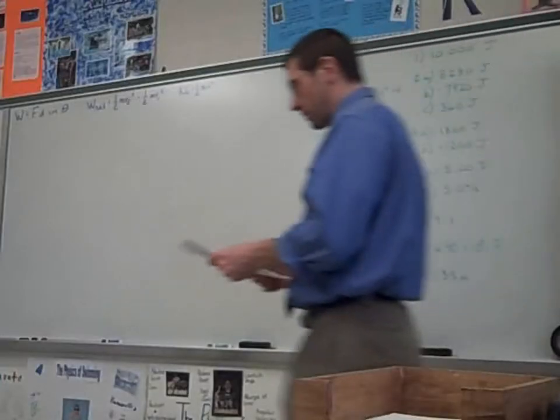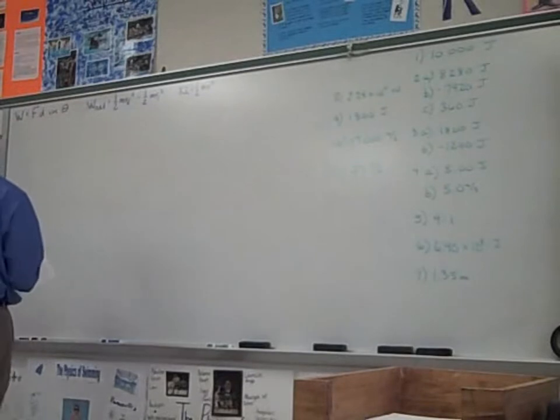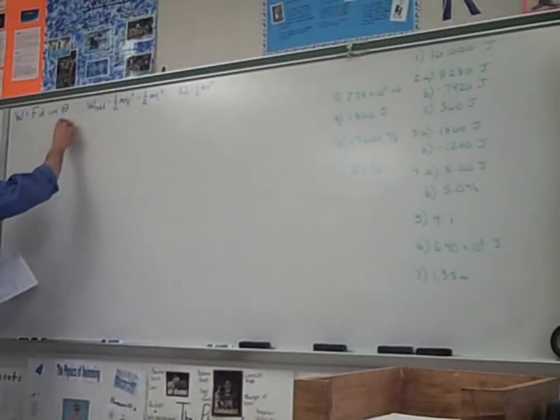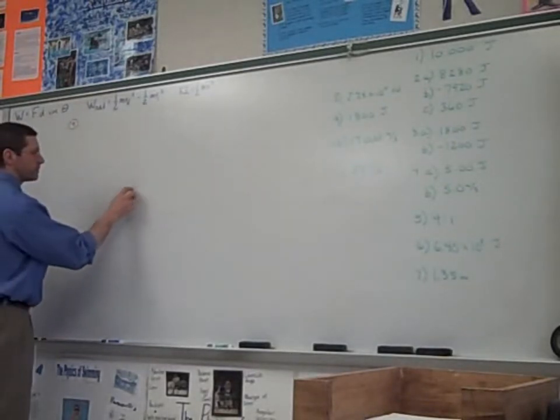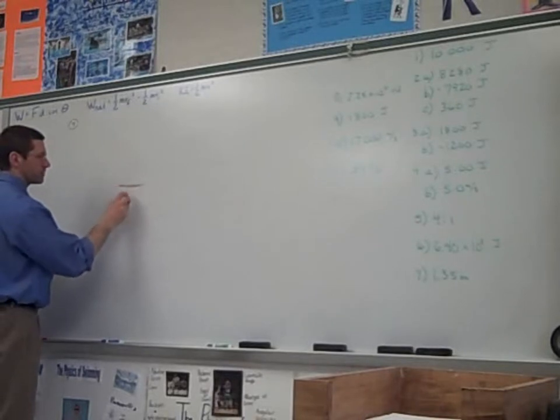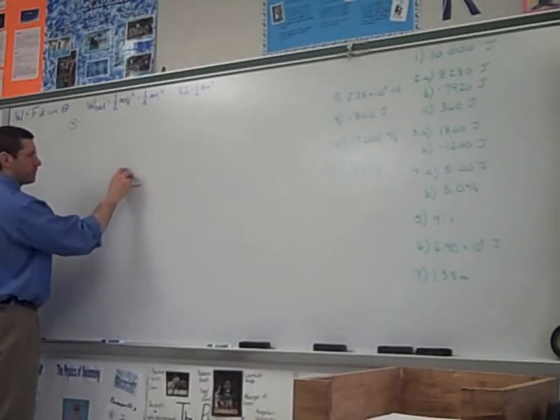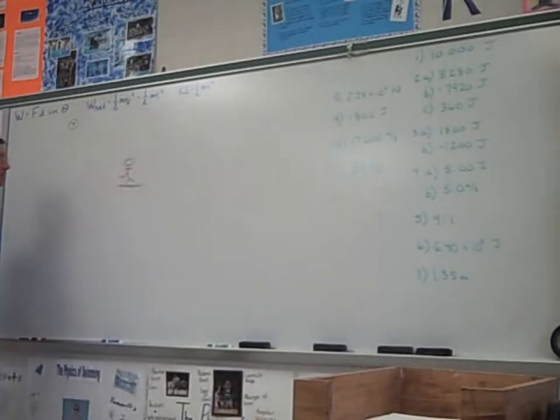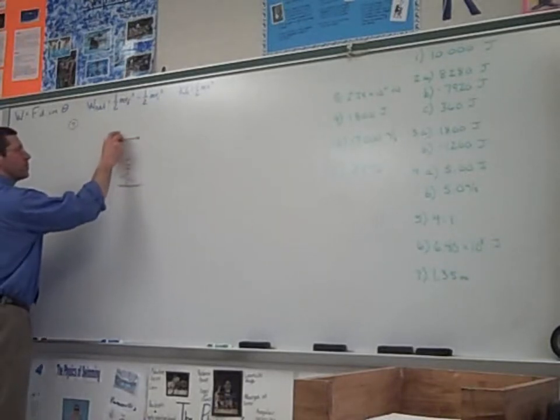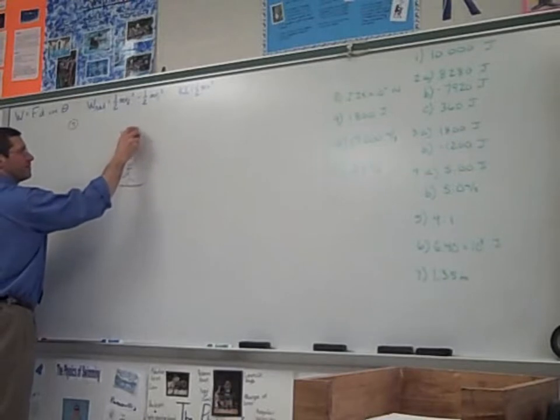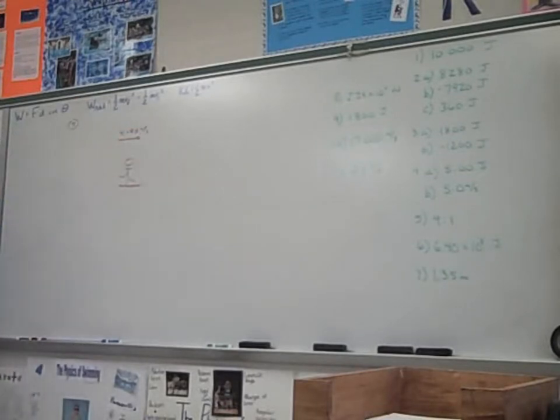All right, so looking at number 7 first. We have a monkey on a sled, and there's a monkey. Okay, he's moving at 4 meters per second. Does he have kinetic energy? Yes, because he has mass and he has velocity.